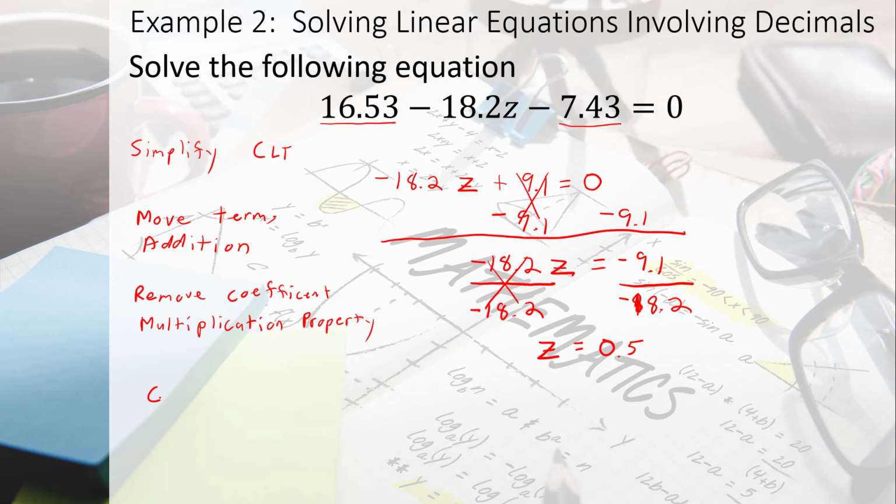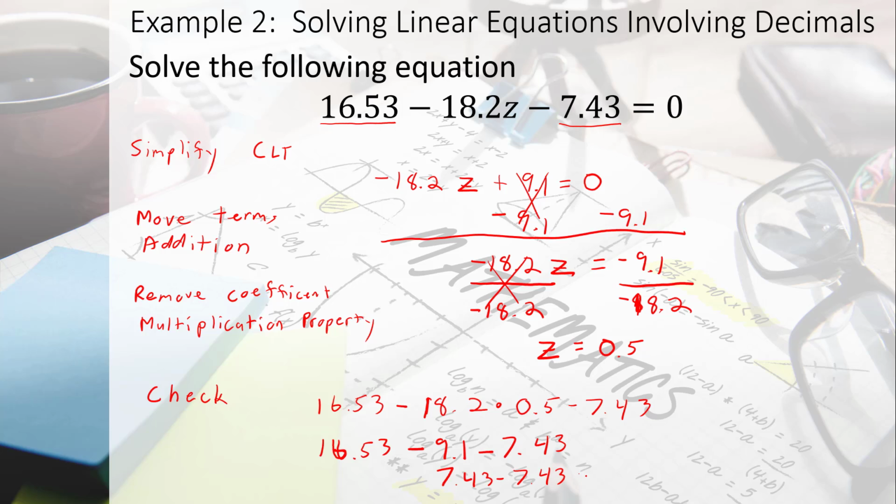And then finally, we want to check. And how can we check? Well, let's just go ahead and put 0.5 in for z there. That will give us 16.53 minus 18.2 times 0.5 minus 7.43. Doing this multiplication, remember your order of operations, you do multiplication first. That will give us 16.53 minus 9.1 minus 7.43. And guess what? 16.53 minus 9.1, hey, that's 7.43. 7.43 minus 7.43 is equal to 0, which is what we have right there. So cool, that works out.